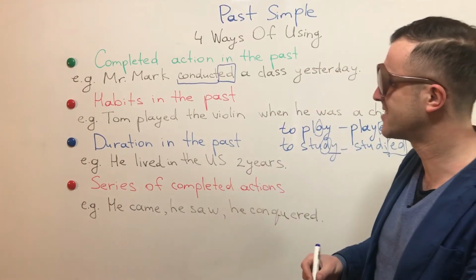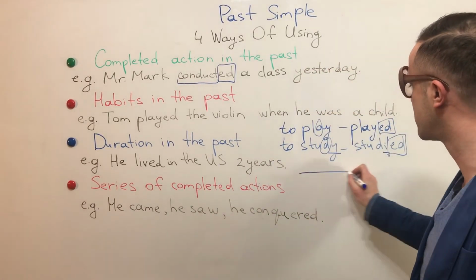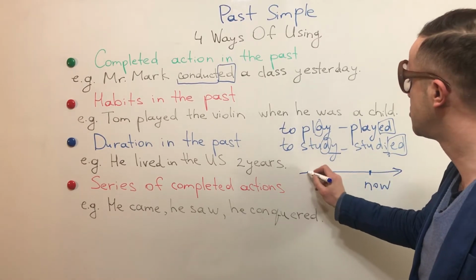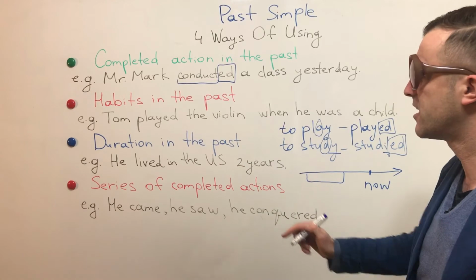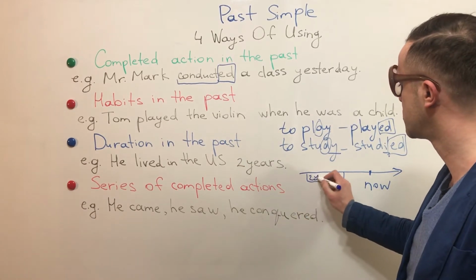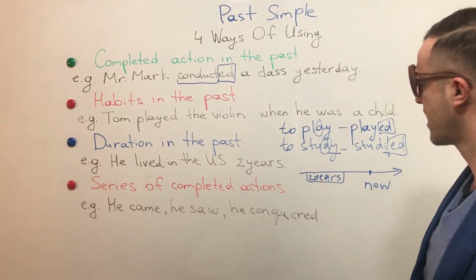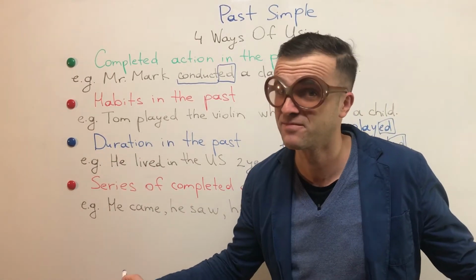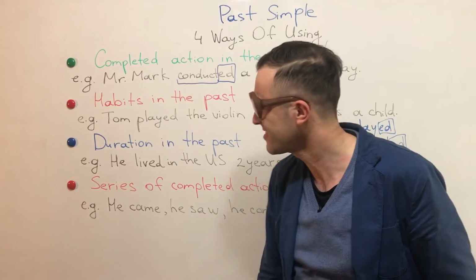So for a certain period of time, if you don't understand this, here is now, and here are 2 years of living in the US. 2 years has gone and now he is, for example, in Zimbabwe. Who knows where he is?